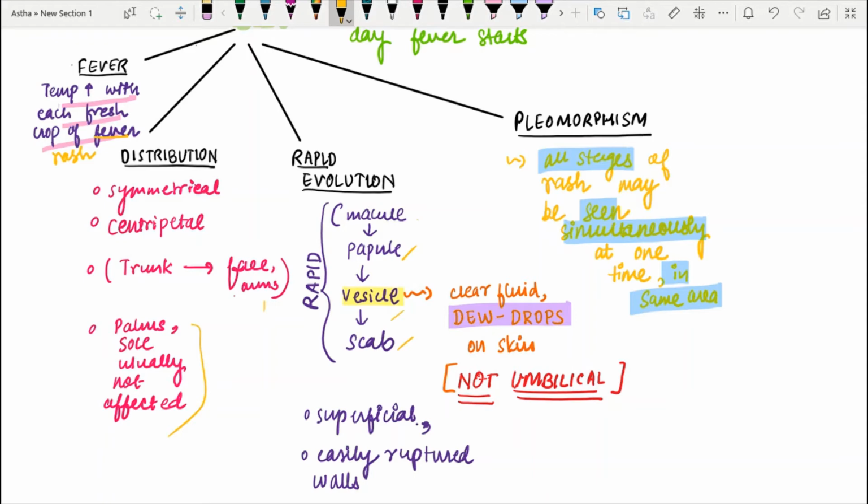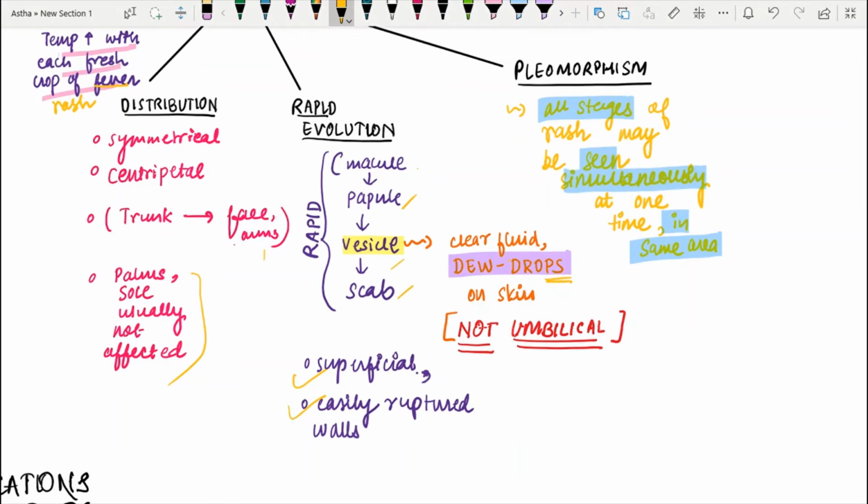What is usually visible is the vesicle form. The vesicle is formed of clear fluid and appears as dew drops on the skin, and it is not umbilicated. I have made a separate video on the differences between smallpox and chickenpox, so please do look at the video for a few more differences. The vesicle is formed of clear fluid, meaning pus is not there. If pus is present, then it is known as a pustule, so pustules are usually not seen here. Also, the chickenpox rash is superficial and has easily ruptured walls.